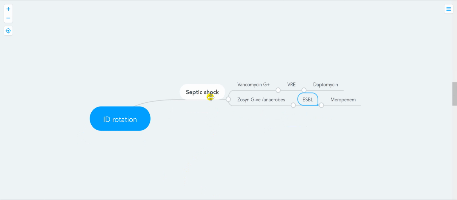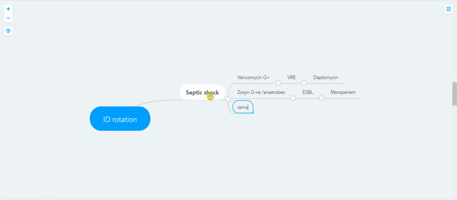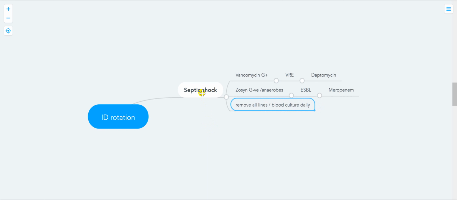And the other thing with septic shock, we want to remove all lines. The other thing is that we do blood culture daily until sterile, until negative blood culture. So this is the septic shock.